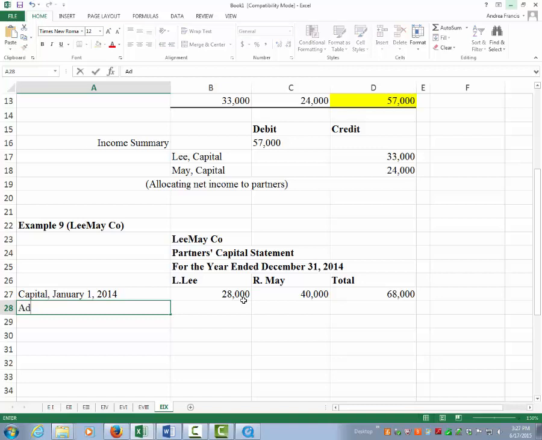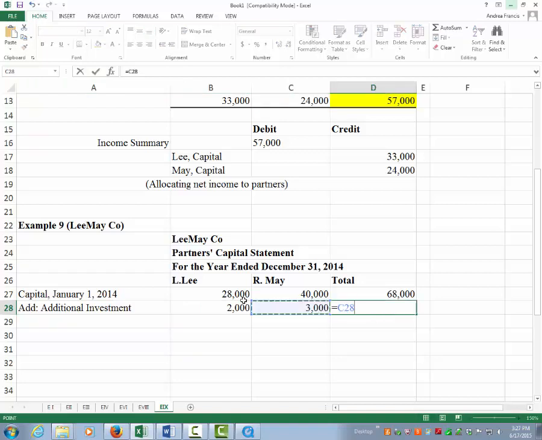So now we add the additional investment that each partner made. So that investment is 2,000 for Lee and 3,000 for May, giving us a total of 5,000.